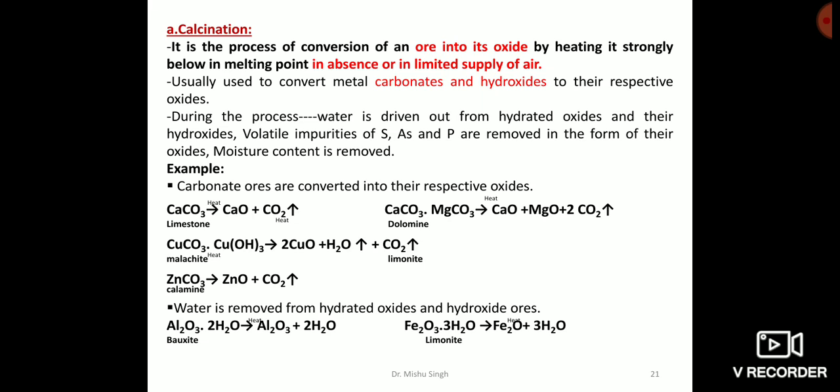Calcination makes the ore porous and hence easily workable in subsequent stages. It is usually carried out in a reverberatory furnace.